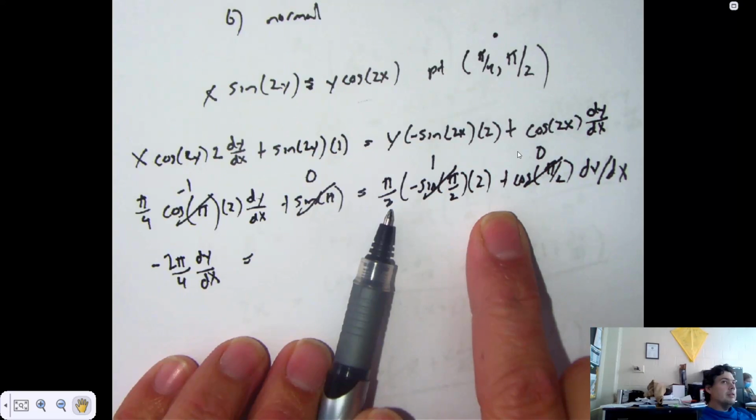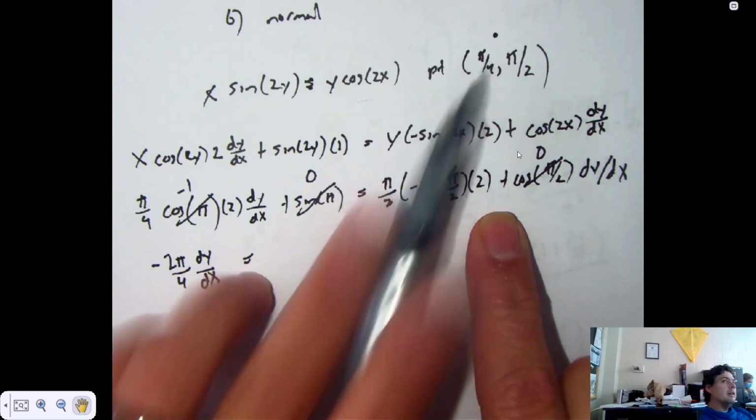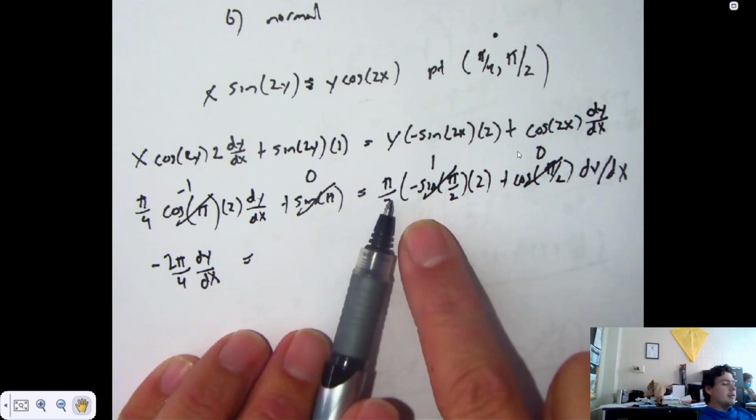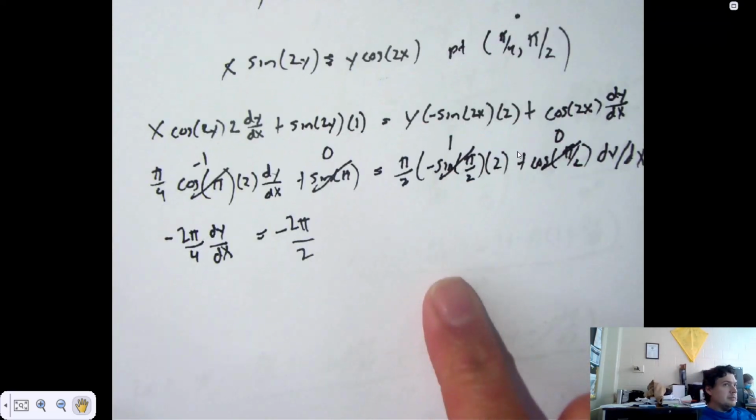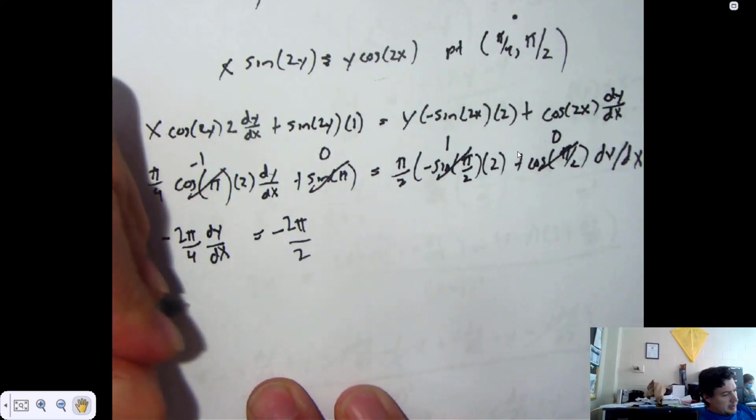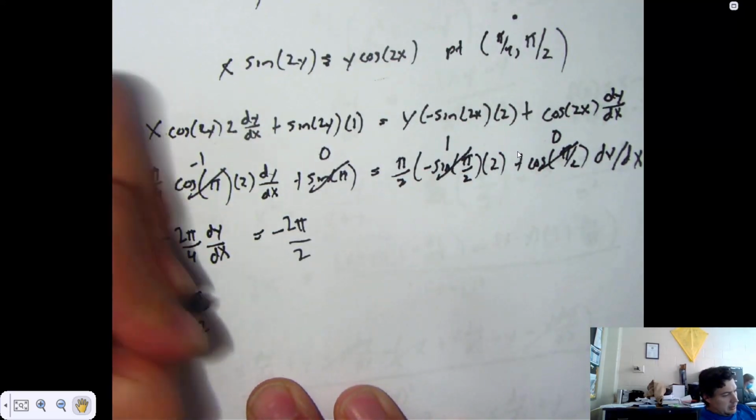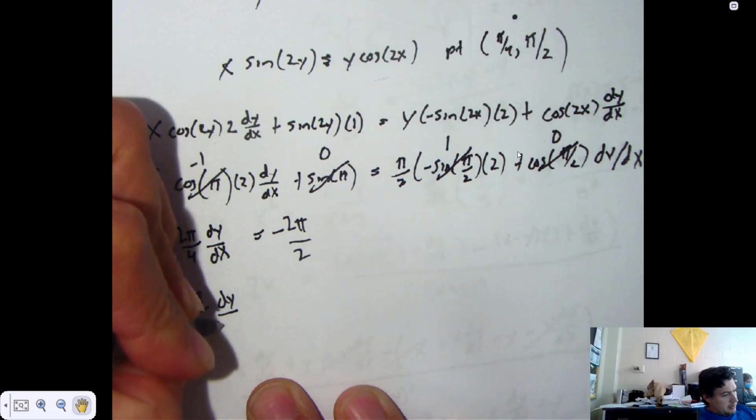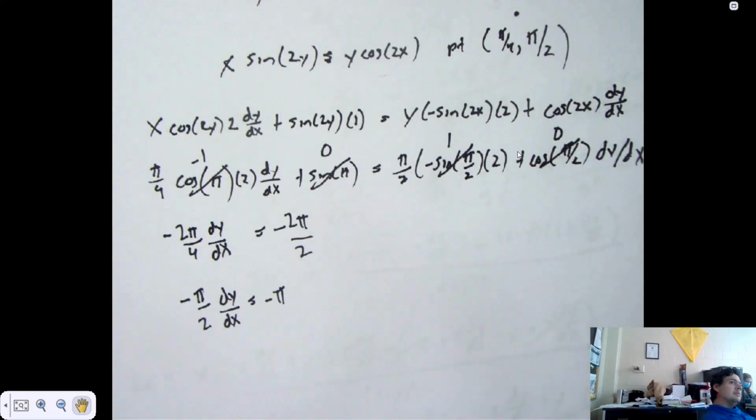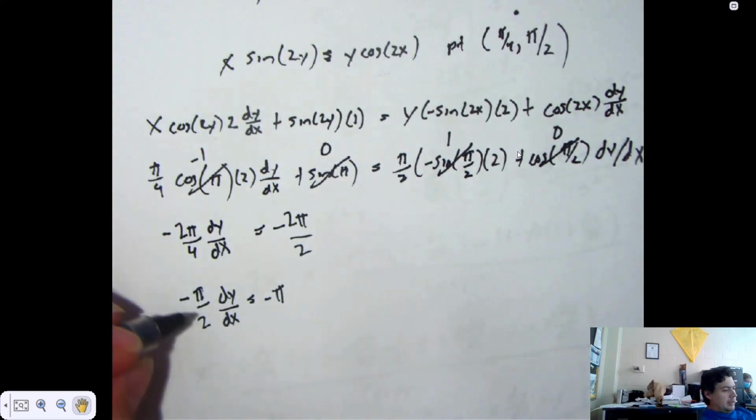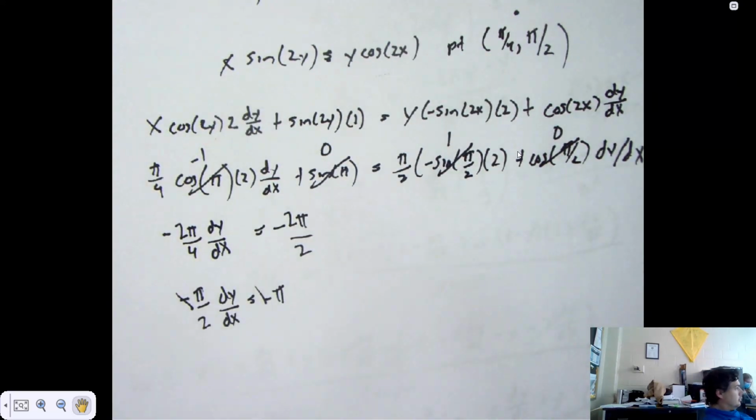I know my handwriting got a little rough, but that's a pi over 2. It came from that guy. So negative 2 pi over 2. So I'll clean that up. That's negative pi over 2 dy/dx equal to negative pi. Negatives cancel. Can you divide out the pi and multiply by 2?